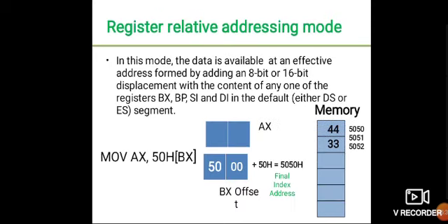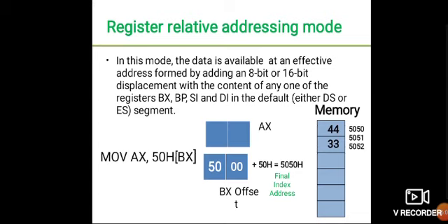Coming to the next addressing mode, it is register relative addressing mode. In this mode, the data will be available at an effective address formed by adding an 8-bit or 16-bit displacement with the content of any one of the offset registers. That is, it can be BX, BP, source index, or destination index. And the default segment will be either the data segment or the extra segment.